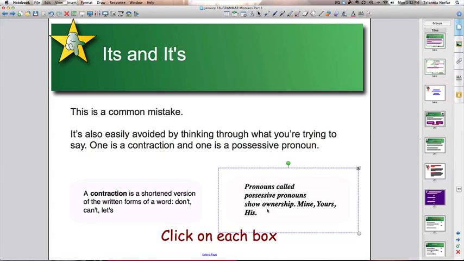Pronouns called possessive pronouns show ownership. Mine, yours, his. Again, when you think of writing your name but you want to show possession, you do apostrophe S. Possessive pronouns show ownership the same way where you write apostrophe S. So mine, yours, or his. Pause the video until everyone has written these definitions.